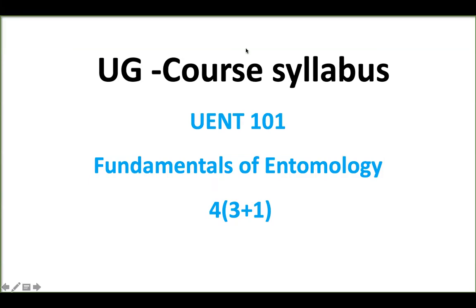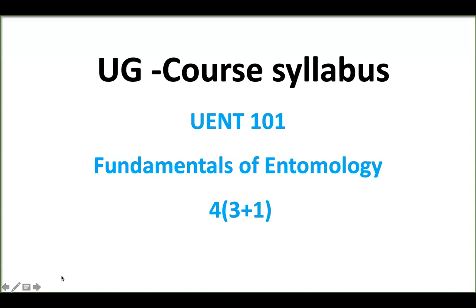Dear student, today we will discuss the UG course syllabus, what you need to study in the UG course for the entomology classes, like Fundamentals of Entomology that is taught in the UG course in the first year. The code number is UENT 101 and it is a 4 credit course, 3+1, and it is mostly taught in all the agriculture universities. So I will now be teaching you about all the things you need to study under this course, Fundamentals of Entomology.